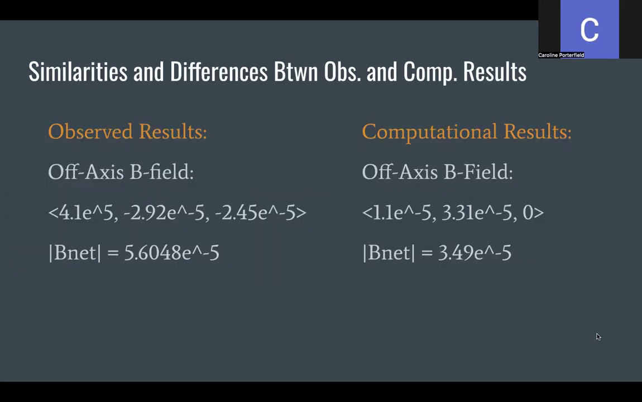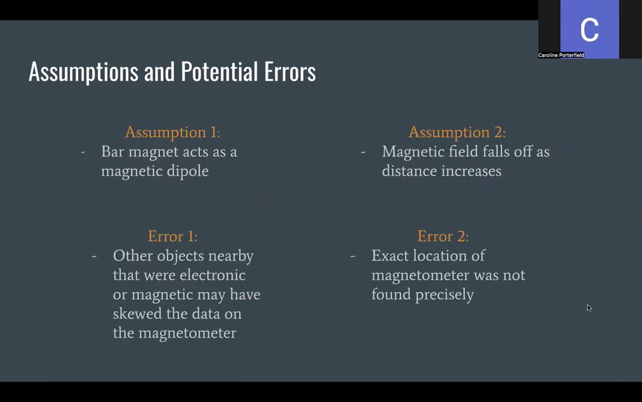The similarities and differences for our observed and computational models are shown. As you can see, the values are very similar, but there are still some differences. Let's look at some possible errors as to why this occurred. Our first assumption was that the bar magnet acts as a magnetic dipole. Our next assumption was that the magnetic field falls off as distance increases. Our first possible source of error was that other objects nearby that were electronic or magnetic may have skewed the data on our magnetometer. Another source of error was that the exact location of the magnetometer was not found precisely.